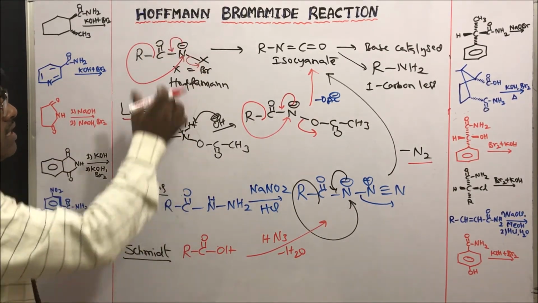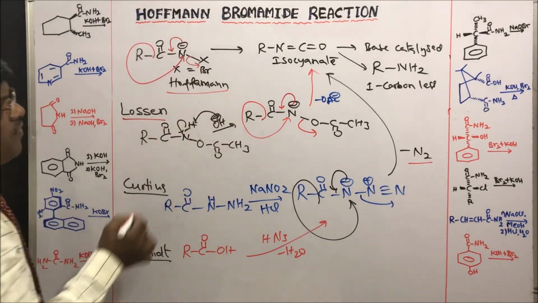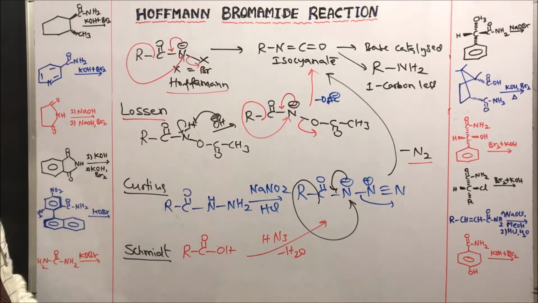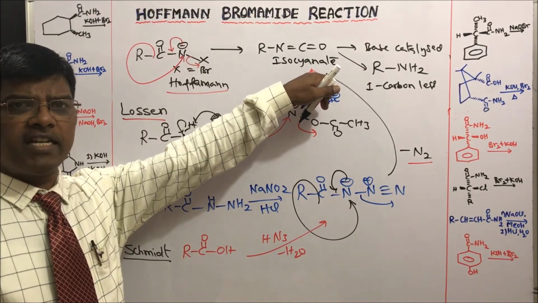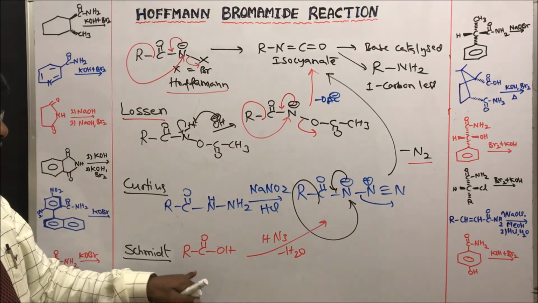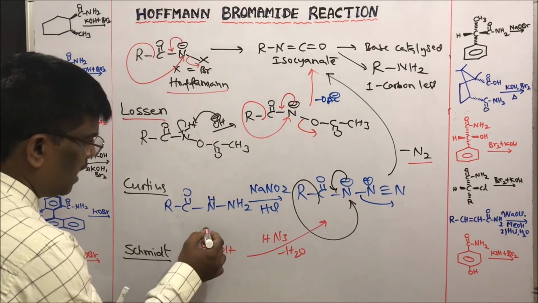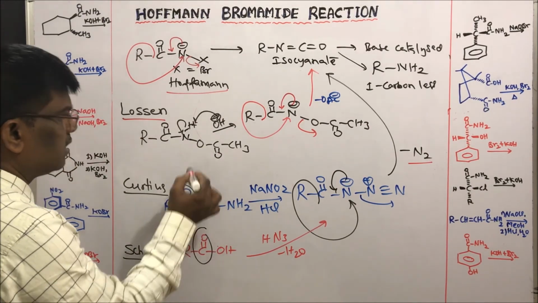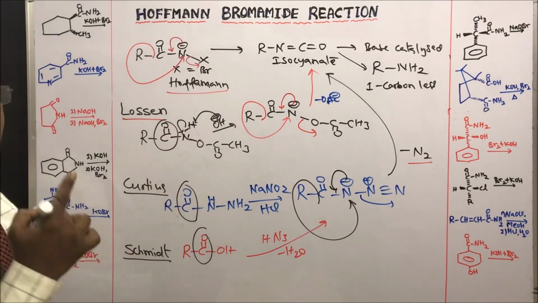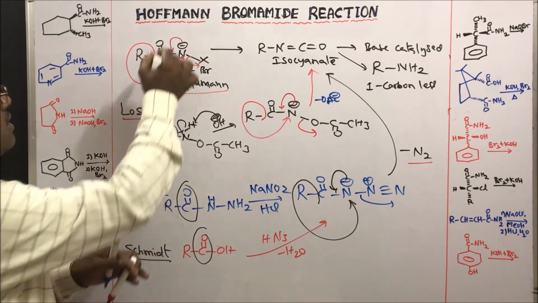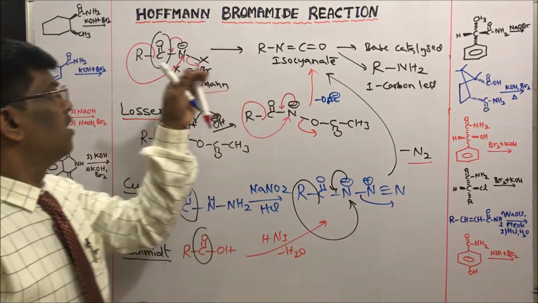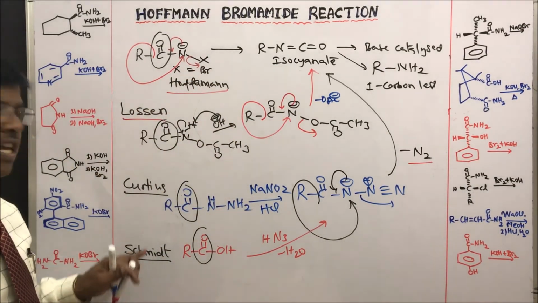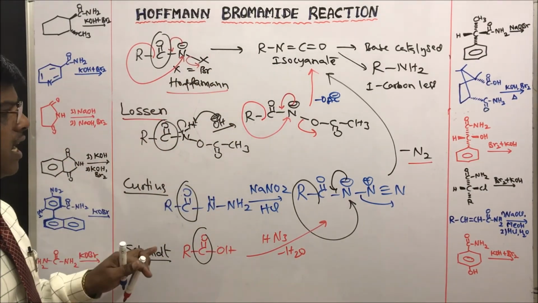Please go through this. These are the 4 reactions where all 4 follow isocyanate as a common intermediate. In all these reactions, one carbon is going to be less in the amines. This carbonyl carbon is going out. So this is the common intermediate, isocyanate. Hoffman, Lossen, Curtius, Schmidt: these are the 4 rearrangements.